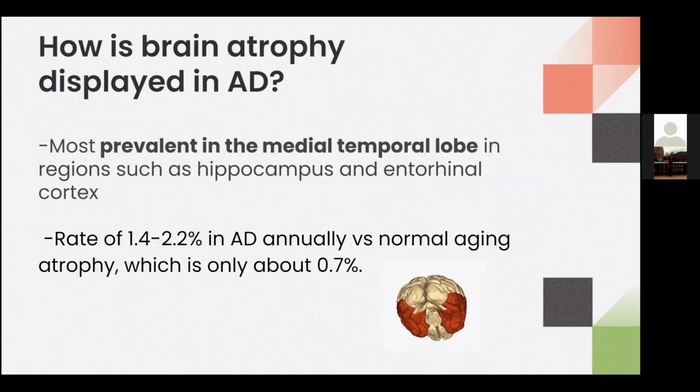So how is brain atrophy displayed in Alzheimer's? Brain atrophy is, like I said, a shrinking of a part of a brain, or a whole brain. But in Alzheimer's, it's more a part of a brain, in the medial temporal lobes and in regions such as the hippocampus and entorhinal cortex. And how do people know that brain atrophy is severe in Alzheimer's? The rate of atrophy in Alzheimer's is about 1.4 to 2.2 percent annually, and in normal aging, it's only about 0.7. So as you can see, the rate of atrophy in Alzheimer's is significantly larger and more severe.